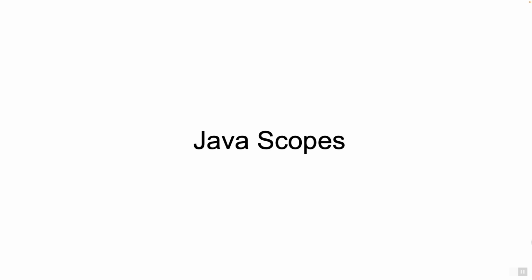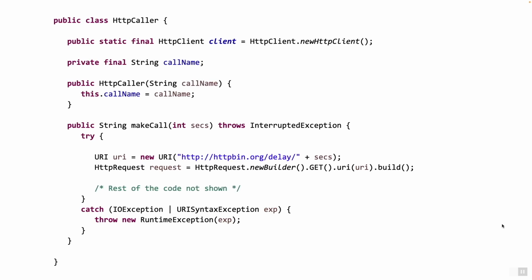Let's begin by briefly talking about something which is common knowledge. In Java, variables are only accessible within the region it is created. This region is called the scope of this variable. Let's spend some time gazing at this class called HTTP caller on the screen. You will see the various variables that are used in the class. I have also noted the scopes of these as well.